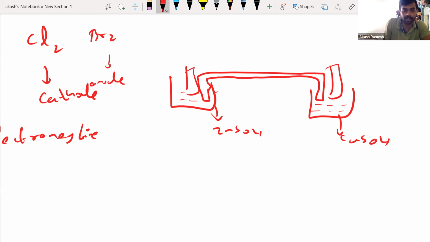So what is going to happen? This solution becomes more and more positive, right? And obviously the rod will become more and more negative. Am I right? Zinc is losing electrons. I'm sorry, guys. This is exactly opposite. One second.